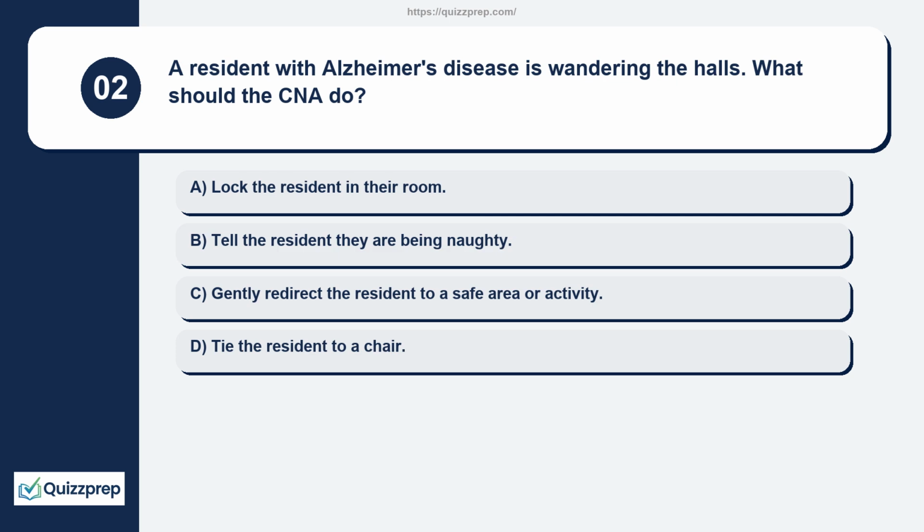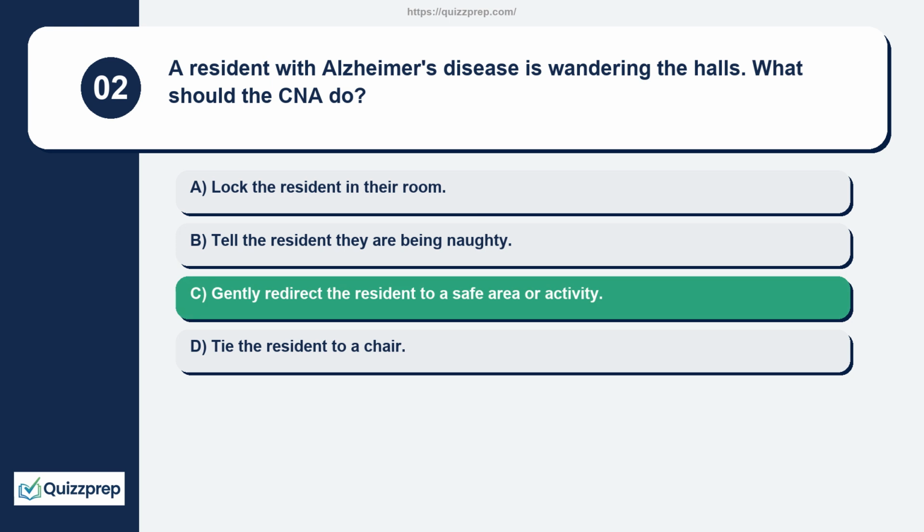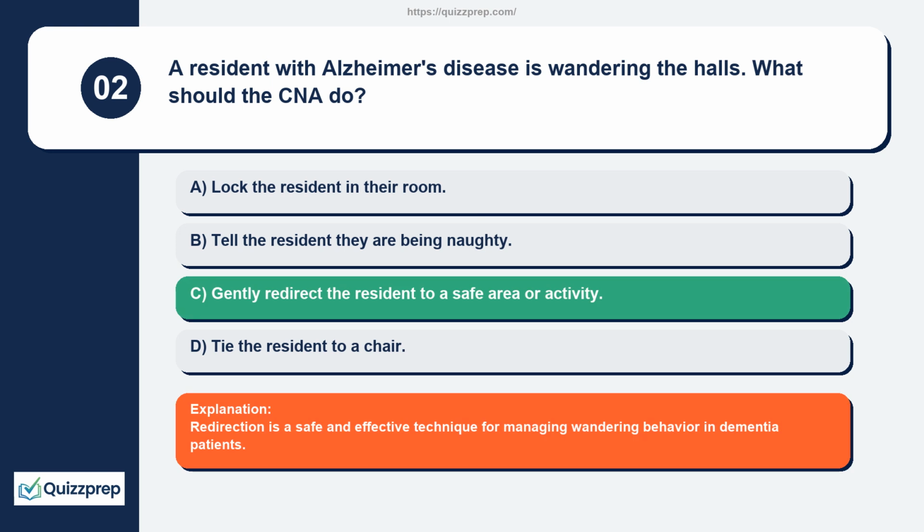Question 2. A resident with Alzheimer's disease is wandering the halls. What should the CNA do? Lock the resident in their room. Tell the resident they are being naughty. Gently redirect the resident to a safe area or activity. Tie the resident to a chair. Redirection is a safe and effective technique for managing wandering behavior in dementia patients.